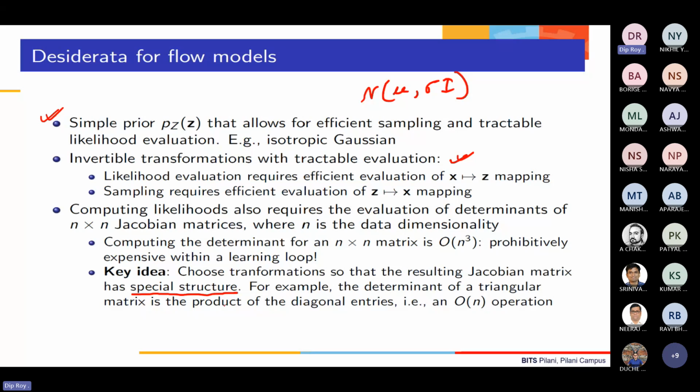Now, what is the special structure? The determinant of a triangular matrix is the product of the diagonal entries. What we need to do is convert the full Jacobian matrix into a triangular Jacobian matrix. In a triangular Jacobian matrix there are lots of zeros. It can be an upper triangular matrix or a lower triangular matrix. There are lots of zeros in the triangular matrix, and that makes computation very efficient. How do we achieve this?